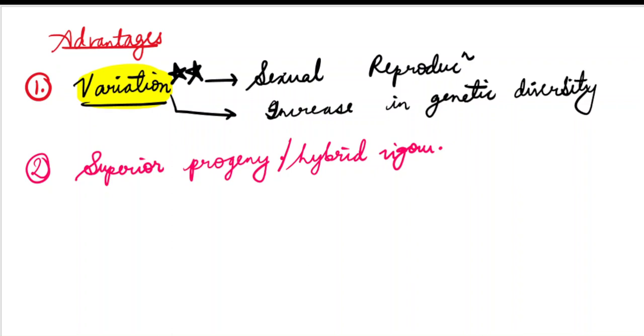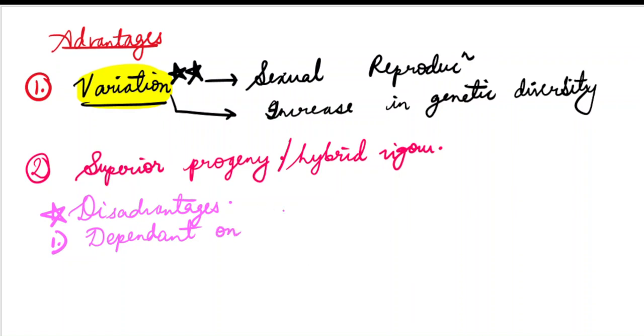Now what are the disadvantages of cross-pollination? The first disadvantage I will write. See, if pollinators are not there, if pollinating agents are absent, then what will happen? There will be no pollination. So they are dependent on pollinators. They are totally dependent on the pollinators. If the pollinating agent won't come, then there will be no pollination.